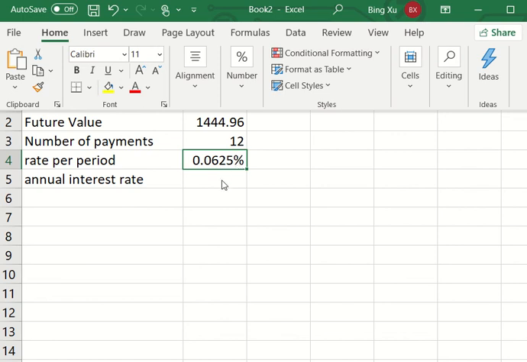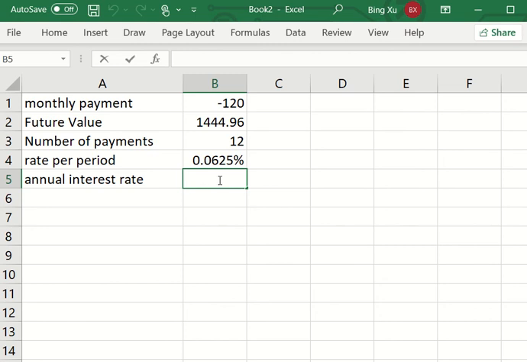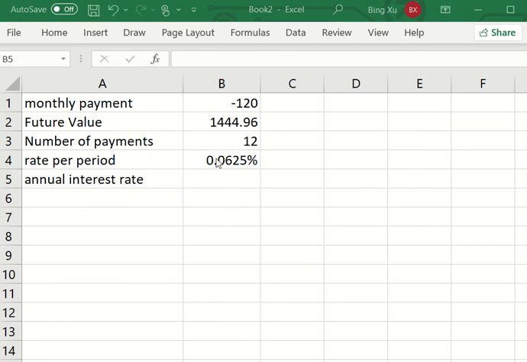So I'm going to come over here. To multiply the rate per period by 12, we will type equals, and here it's B4, right? B4 and times 12. Okay, so we get 0.74995%. That's the annual interest rate.